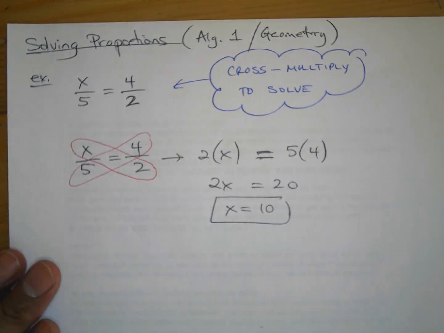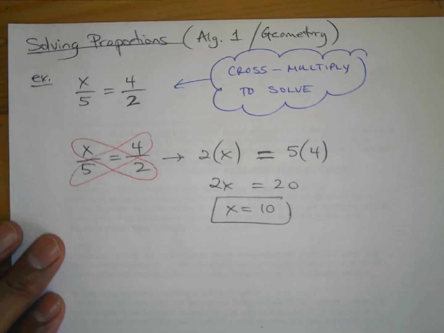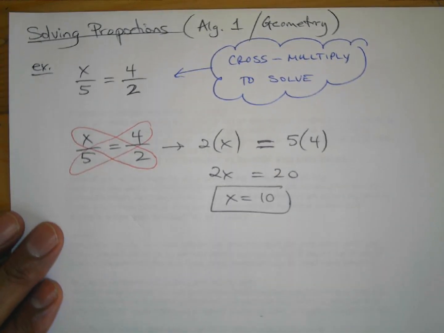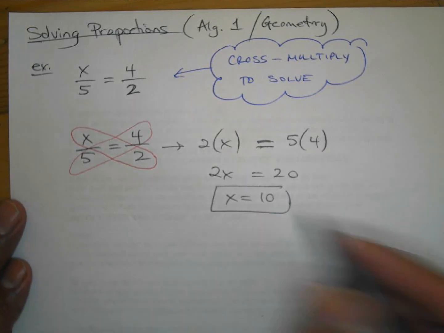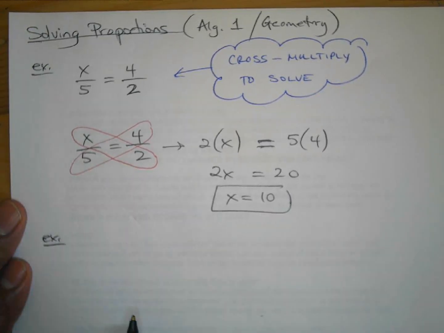Right, that's a proportion. That's easy. That's not using trig. Right now you're going to see the same kind of math, but with trig it's going to look like it's so much different, but it's not. It's exactly like this. Let's do one more example.